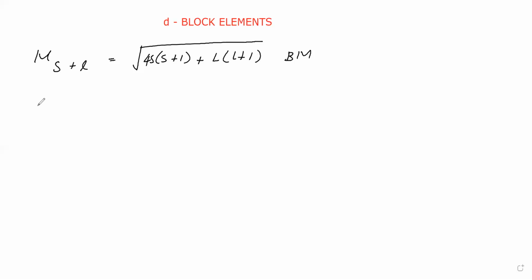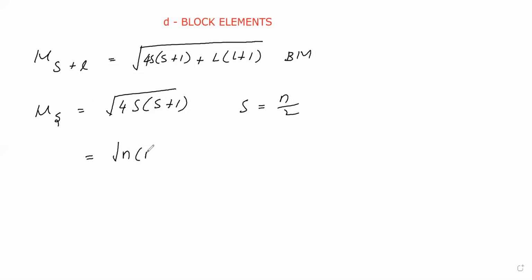Then the magnetic moment due to spin is equal to square root of 4s into s plus 1. S is called total spin. Total spin is equal to number of unpaired electrons by 2. Substituting this, we get square root of n into n plus 2 Bohr magneton. It is the magnetic moment due to spin only. Now we will calculate magnetic moment as per this formula, and see the experimental value.